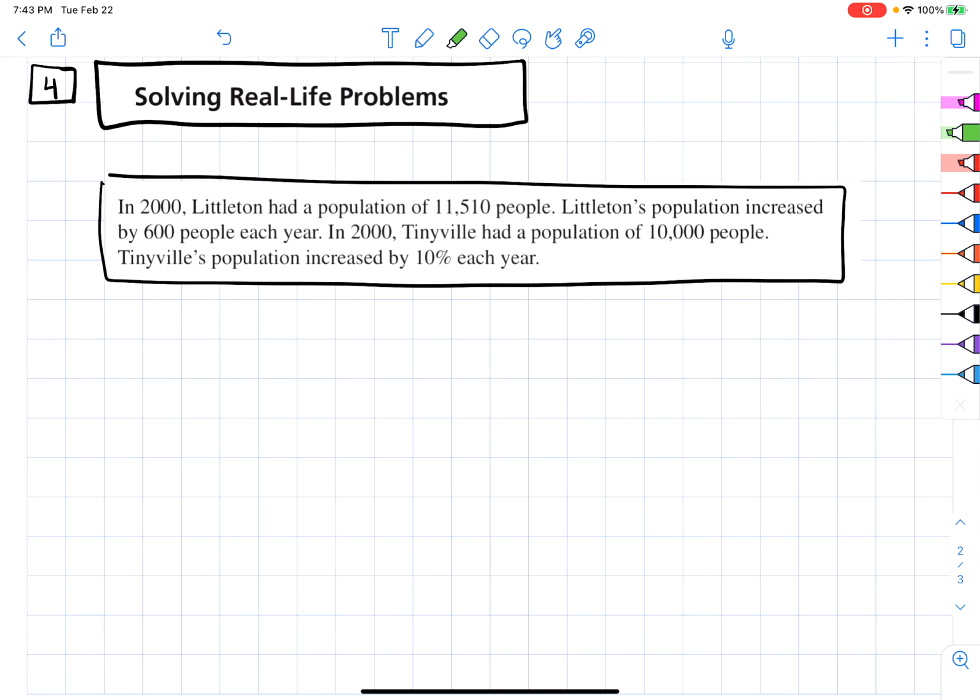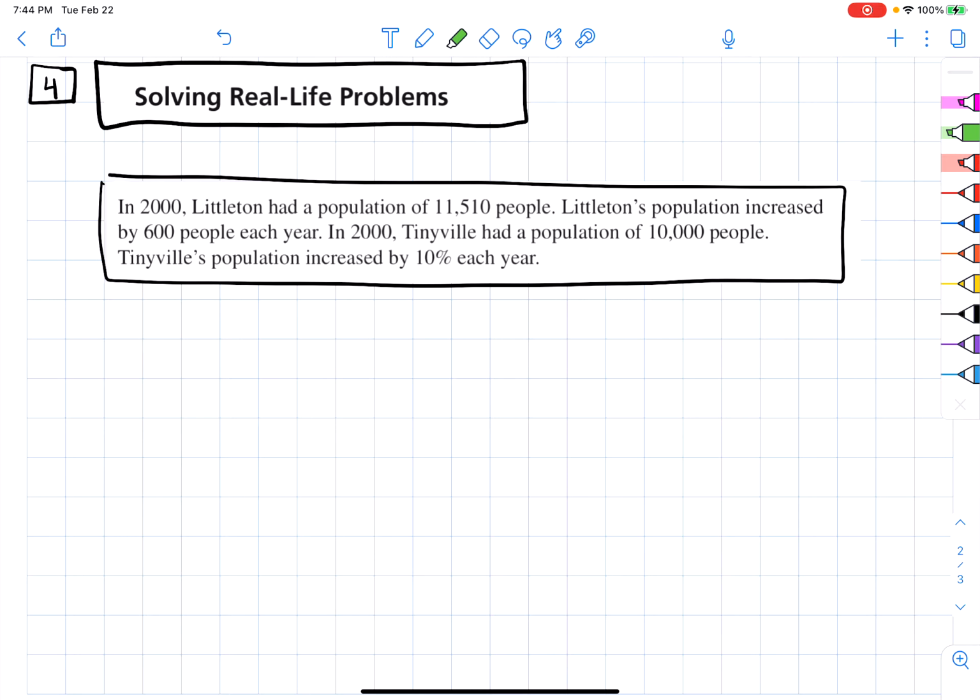Okay, lastly here in box 4, it's asking us to solve real-life problems. And in this case, we're going to use some technology to help us out and show you how to do it. So in 2000, Littleton had a population of 11,510 people. Littleton's population increased by 600 people every single year. In 2000, Tinyville had a population of 10,000 people. Tinyville's population increased by 10% each year.